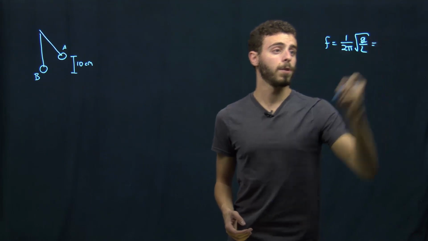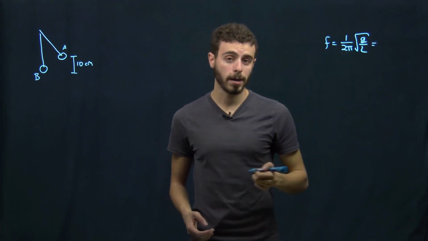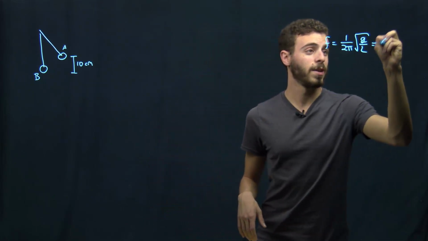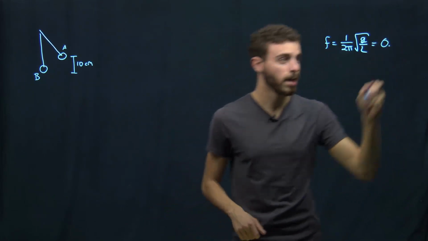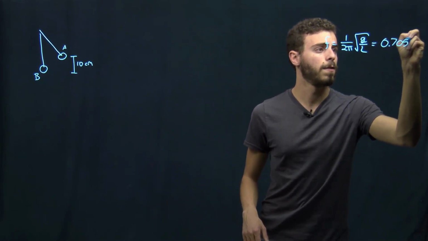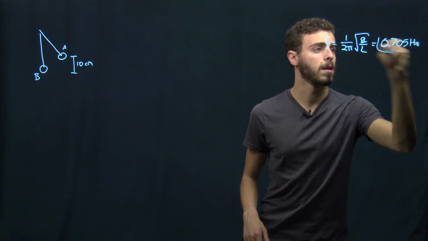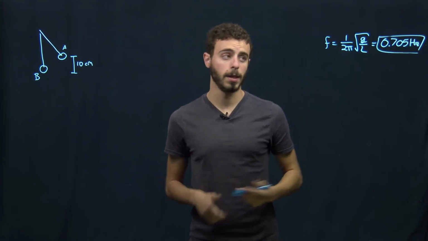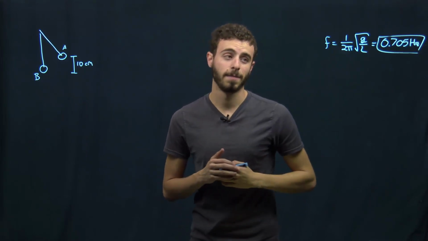So we can just plug those in, and we can solve directly for our frequency, assuming this is a simple pendulum. And if we assume that, we get a frequency of 0.705 hertz. And that is essentially just our frequency. It's really that straightforward. We just plug that in.